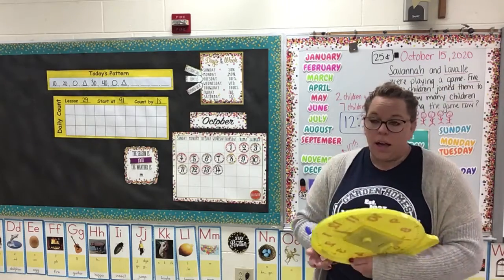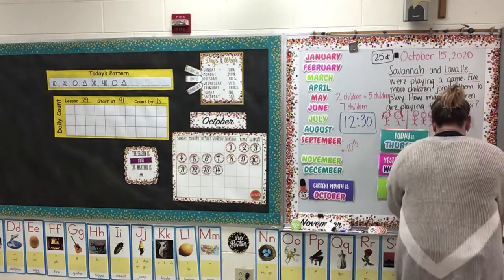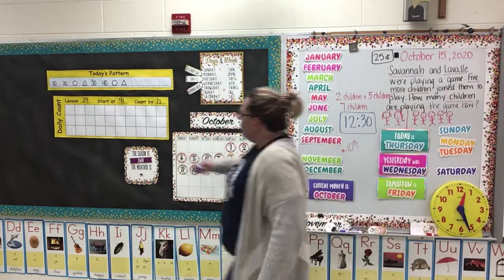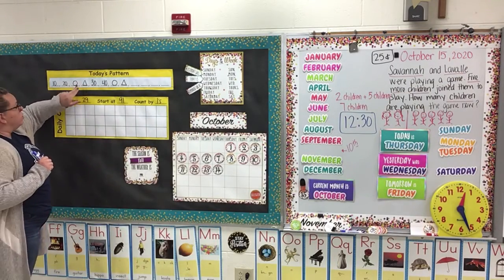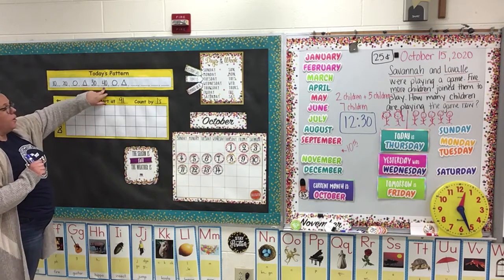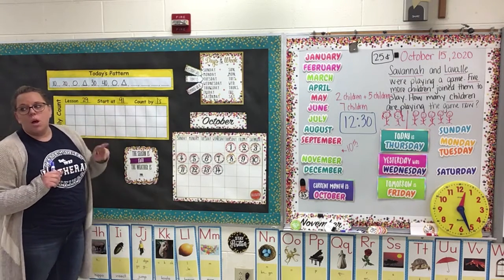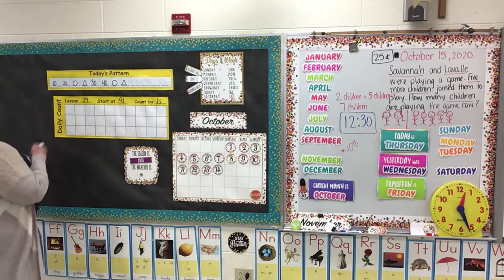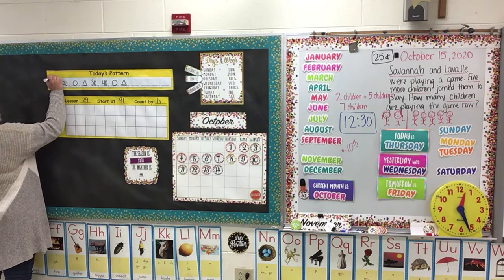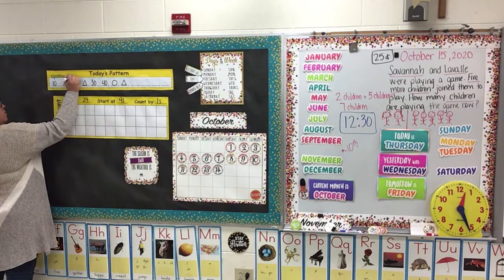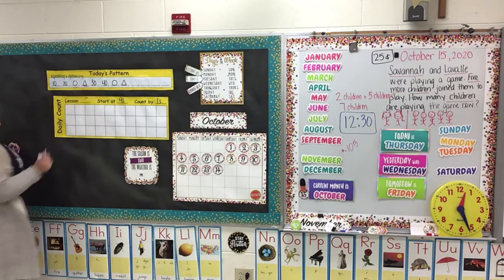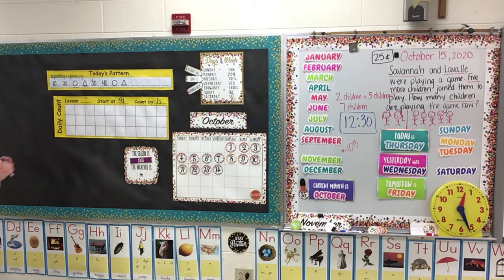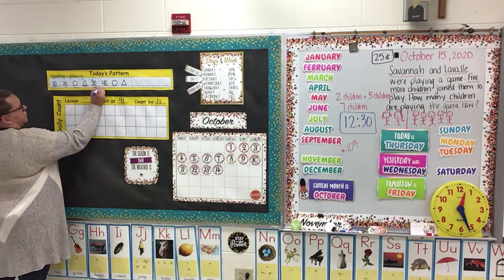Let's go ahead and take a look at our pattern. If we're looking at our pattern today, you see 10, 20, circle, triangle. 30, 40, circle, triangle. We would say this is a repeating and growing pattern again today. We are repeating and we are growing. What's repeating? What's repeating is the circle and the triangle. What's growing is the numbers here.